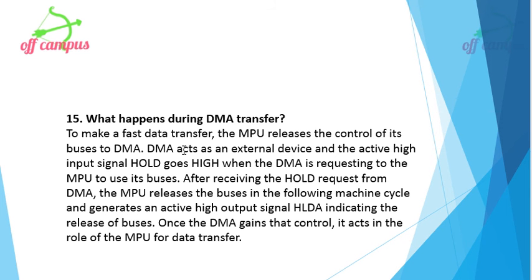Two signals are very important here: HOLD and HLDA. HOLD means the hold signal, HLDA means hold acknowledgement. After receiving the hold signal, we get an acknowledgement, so the hold acknowledgement signal is HLDA. To make a fast data transfer, the MPU, the microprocessor unit, releases the control of its buses to the DMA controller.